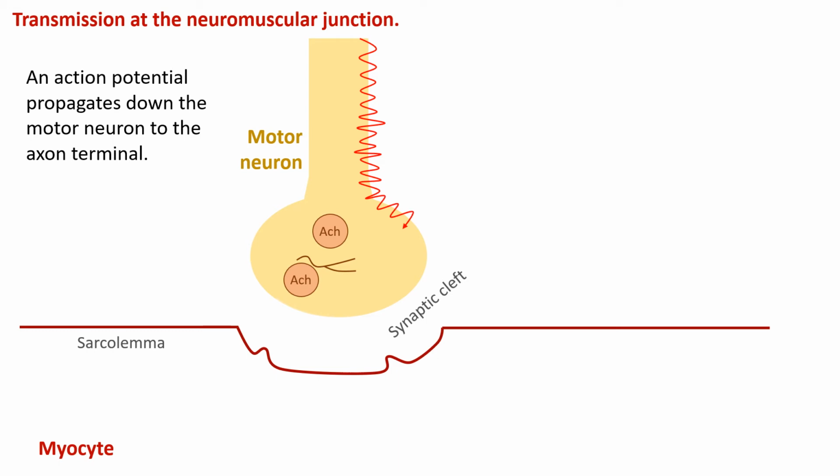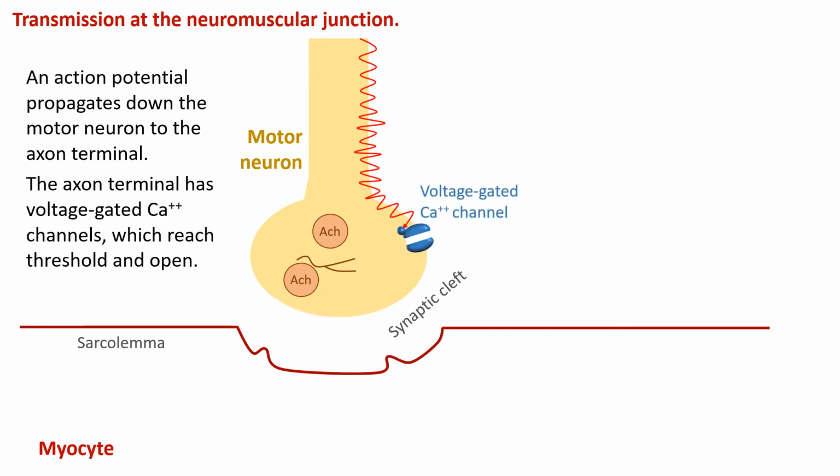So our action potential propagates in the way we've just talked about down the axon of the motor neuron and reaches an axon terminal. Within the axon terminal, there are voltage-gated calcium channels, Ca++ channels. These are voltage-gated, so we have the same situation here. They have a voltage sensor that reaches threshold when our action potential gets to them. They reach threshold, and when they reach threshold, they open.